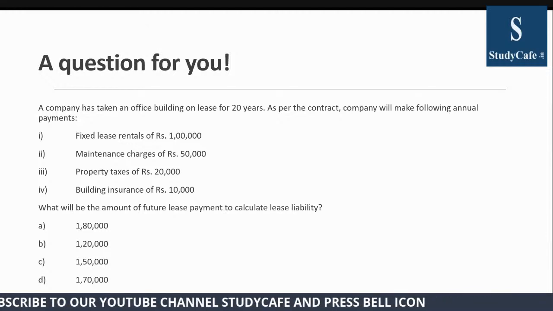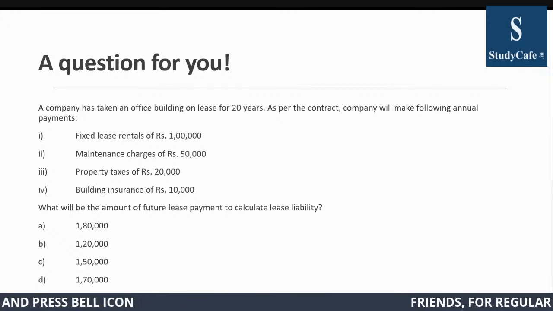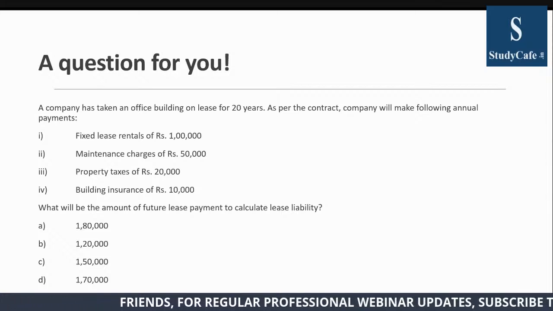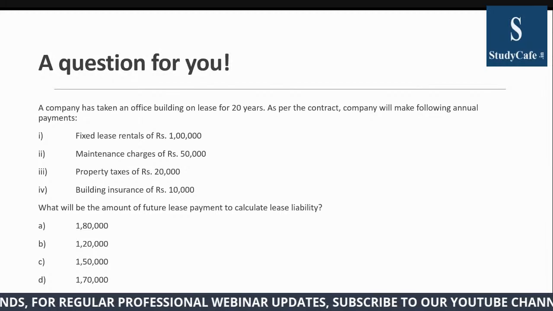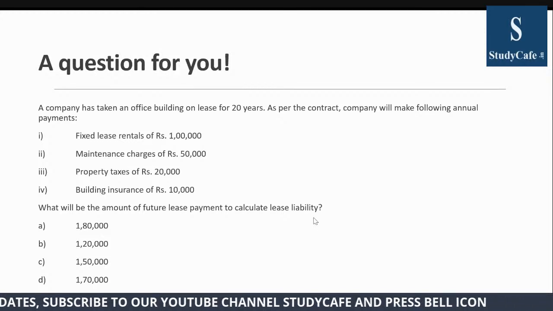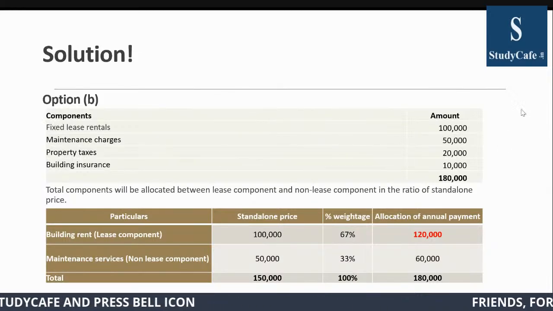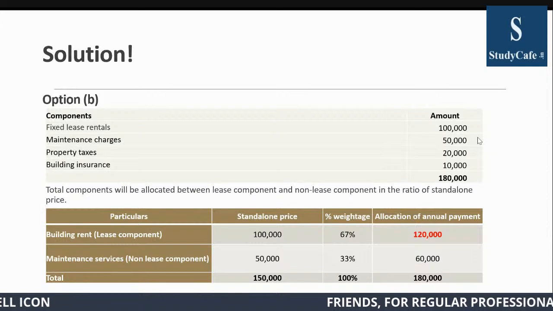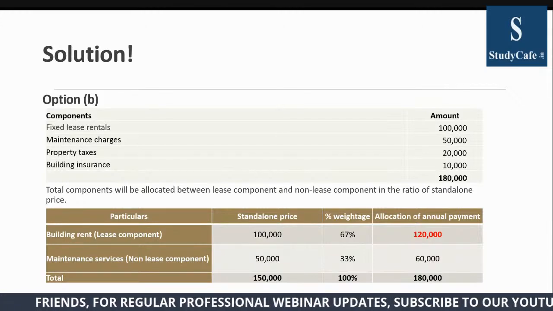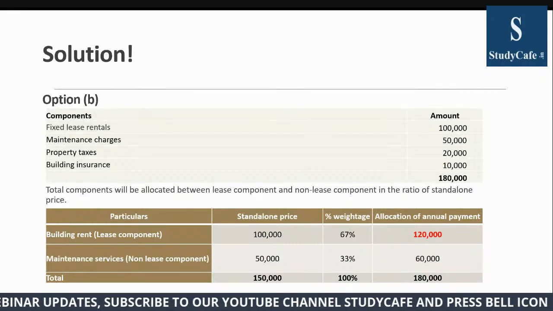These are just payments which do not serve any goods or services to the entity. These are certain payments that the lessee is required to make. They are not serving any asset or any service to the lessee. So these are not separate components. Now, how will the calculation be done in this case? These are four components: 1 lakh for fixed lease rentals, maintenance charges of 50,000, property taxes of 20,000, and building insurance of 10,000. So the total consideration for this contract is 1 lakh 80,000.